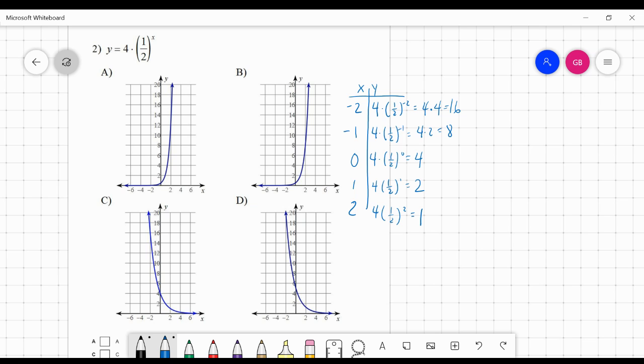So let's see. I like to use 0, 4 as a reference. And this one doesn't work. This one doesn't work. And this one's close, but it doesn't work. The only one that works is letter C. You could see -1, 8, -2, 16, 1, 2, and then 2, 1. Now you're able to see all of them nicely.